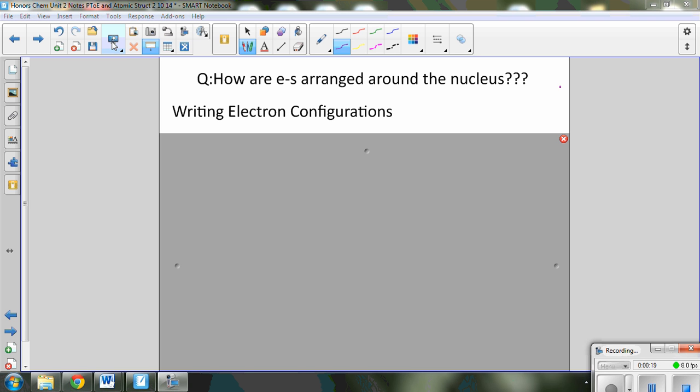So have your periodic table out because you're going to need it a lot. And then please take notes on this because you'll want to refer back to it whenever you're doing your problem sets. All right, so your first question is, how are electrons arranged around the nucleus?